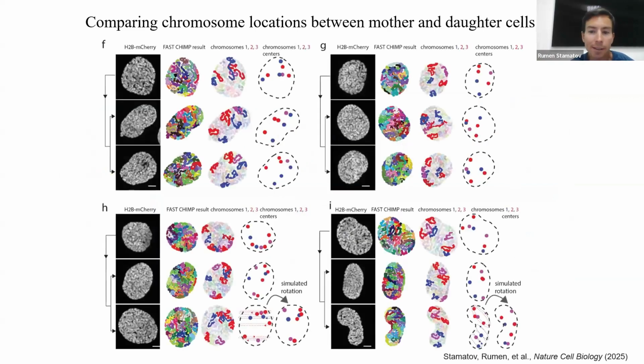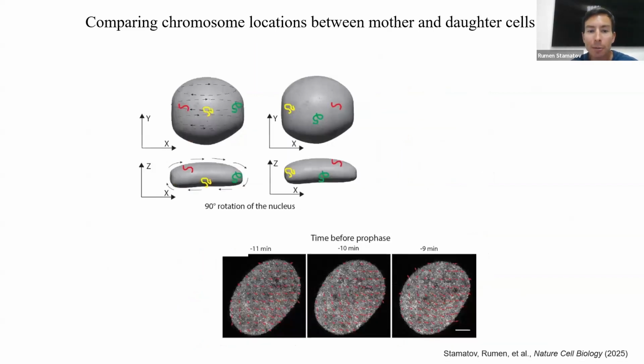And we can see this in many different cells. Again, the mother cell is always different. The sister cells are similar. But sometimes we saw that this similarity in sister cells is only apparent when we rotate the nucleus. So initially it would seem that some of the sister cells are different. But after we artificially rotate the data, we see that they match exactly.